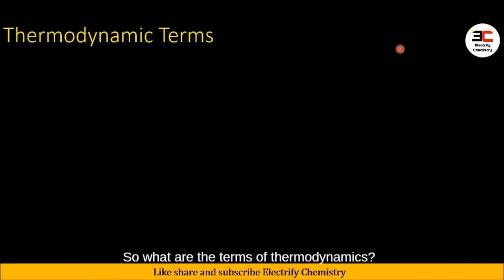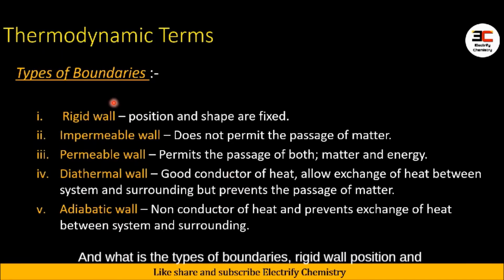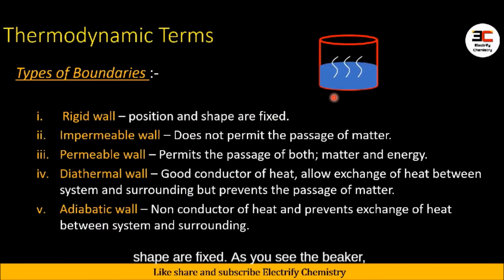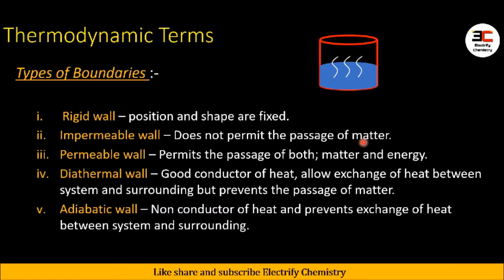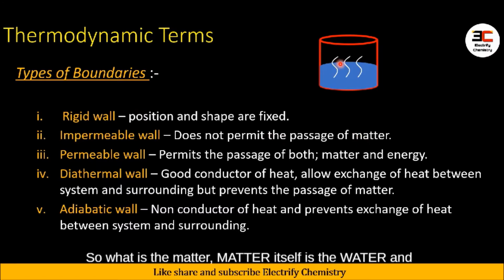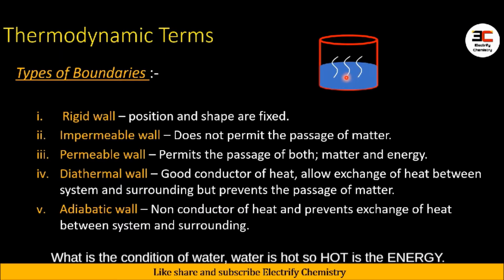So what are the terms of thermodynamics and what are the types of boundaries? Rigid wall: position and shape are fixed. As you see this beaker, we can't change the shape of the beaker. Okay. What is the impermeable wall? It does not permit the passage of matter. So what is the matter? Matter itself is the water. And what is the energy? The condition of water which it is carrying. So what is the condition of water? Water is hot. So hot is the energy.